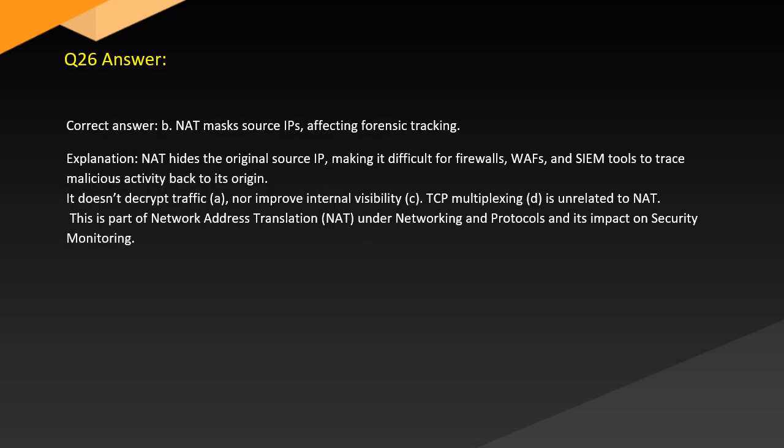Answer. Correct answer: B. NAT masks source IPs, affecting forensic tracking. Explanation. NAT hides the original source IP, making it difficult for firewalls, WAFs, and SIEM tools to trace malicious activity back to its origin. It doesn't decrypt traffic (A), nor improve internal visibility (C). TCP multiplexing (D) is unrelated to NAT. This is part of network address translation (NAT) under networking and protocols and its impact on security monitoring.